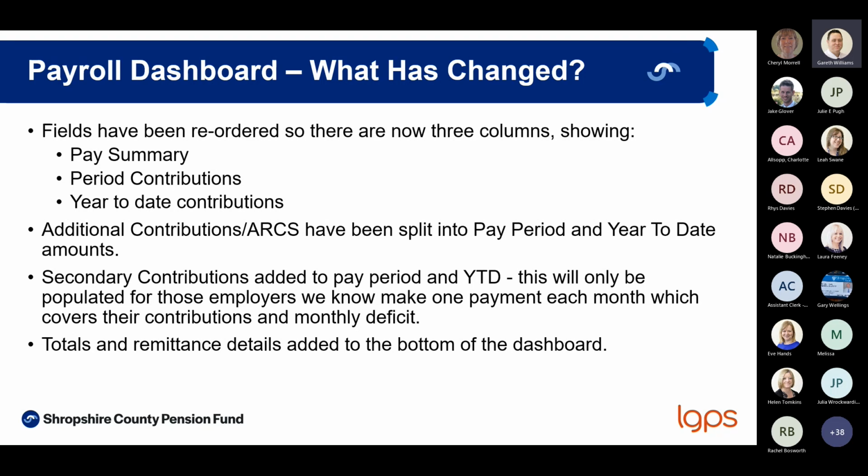The monthly deficit amount relates to those employers who pay a monthly lump sum to the fund. As most employers pay this as a separate payment, we won't be populating this field. However, we know that about 5 of you do pay together, so we will only populate this field for those employers. This figure is held on the contribution rate schedule, which we will look at shortly.